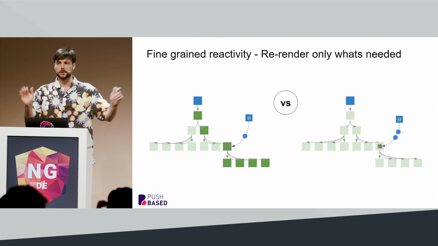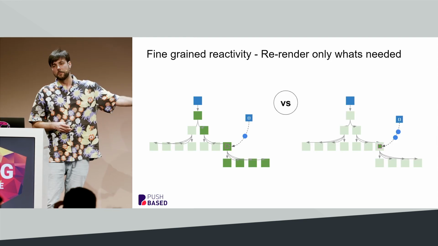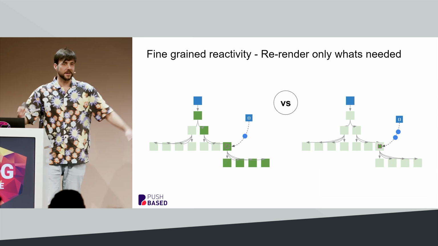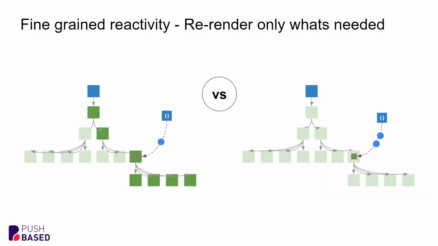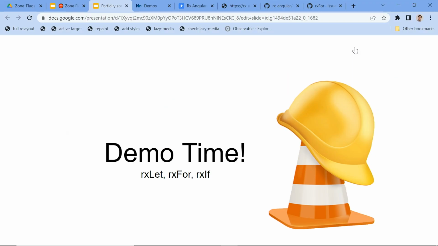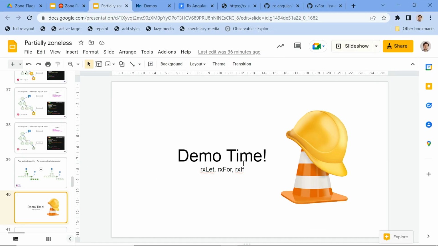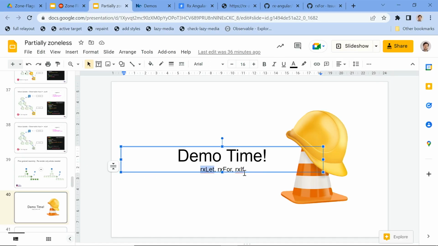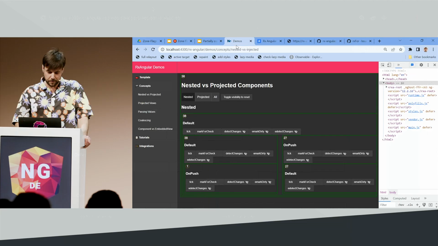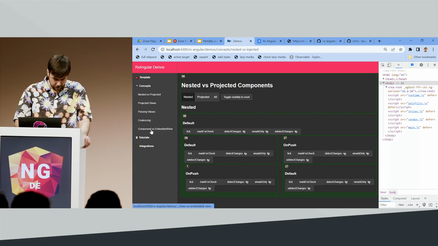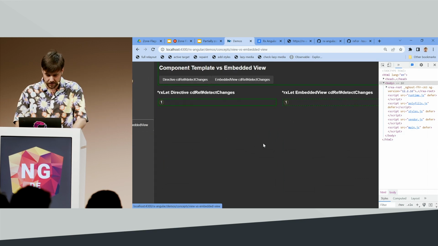And if you compare those two, you see that on the one end you re-render a lot of stuff, on the other end you only re-render what you really need. And I could demo now a lot of things and refactor a lot of stuff, but I want to save everybody's time and quickly do the most essential demos.